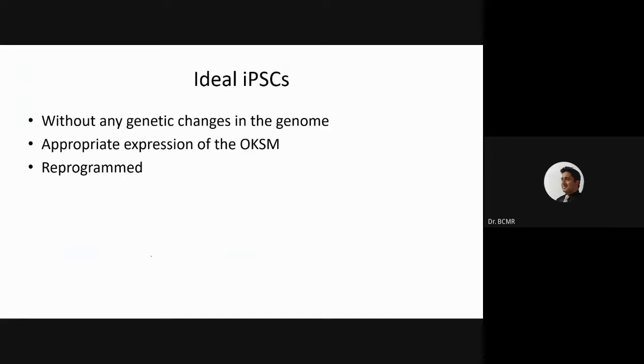So ideally, what do we want in induced pluripotent stem cells? As I was describing in the beginning, we do not want any kind of genetic changes to the genome. That is the first thing. We do not want any kind of risk in that. We should have appropriate expression of OKSM so that reprogramming can occur, and eventually we want to achieve that the reprogramming occurs.